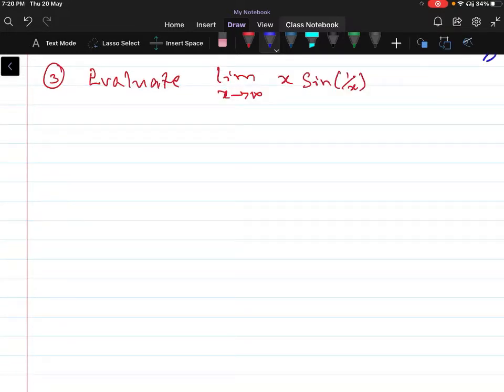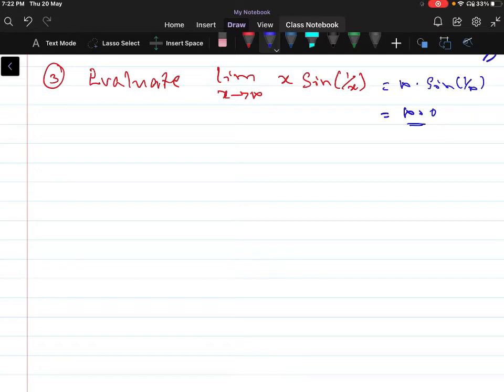Evaluate limit as x approaches infinity of the function x into sine of 1 by x. So when x is equal to infinity, that is infinity into sine of 1 by infinity, that is infinity into sine 0, which is 0. So this is infinity into 0 form. So directly we cannot apply the L'Hospital rule, but we convert either into 0 by 0 form or infinity by infinity form.